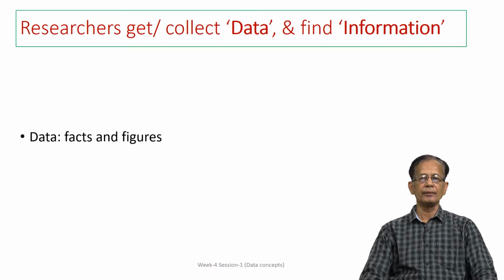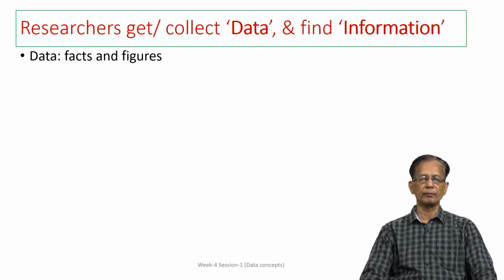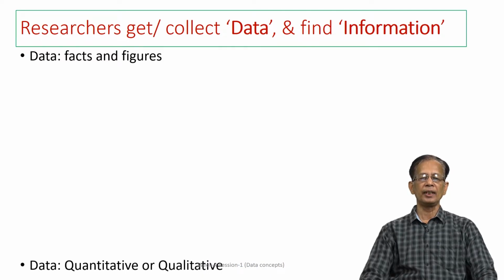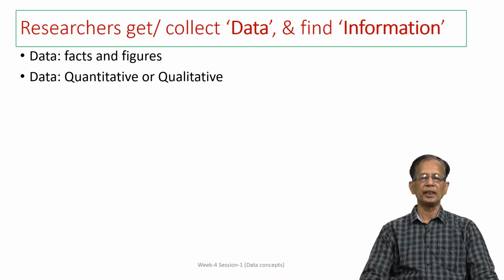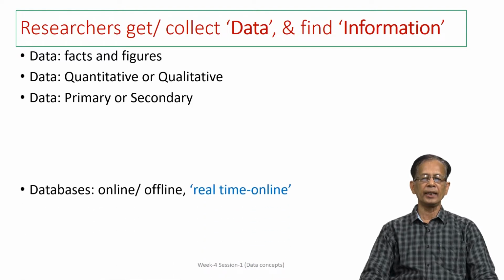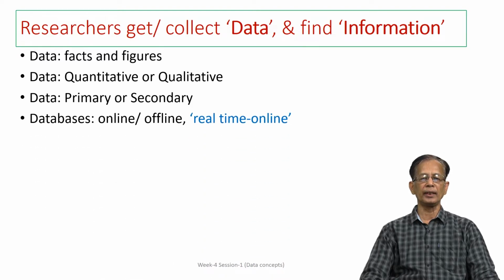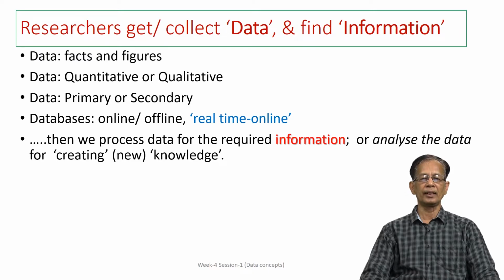Now, try to understand, in research we want some information. This information is obtained by processing data. Data, as we understand, is nothing but some facts and figures, and we have already discussed that data could be quantitative or qualitative, primary or secondary, and we may be referring to databases, online or offline. Once you have the required data, we have to do some processing to get the information. Then we analyze the data, and this is for the purpose of creating knowledge.